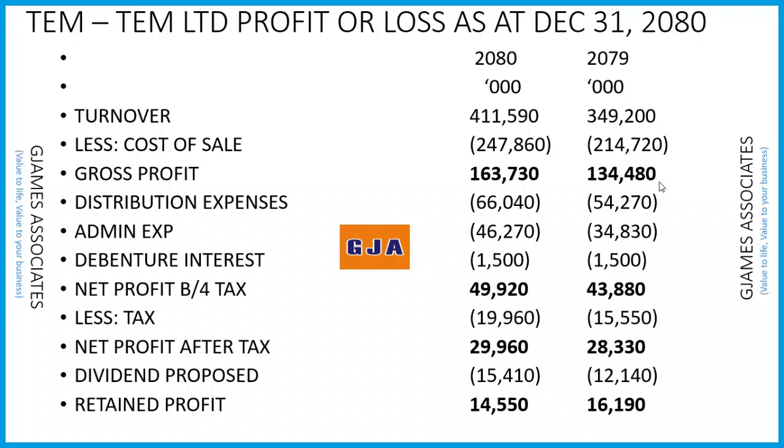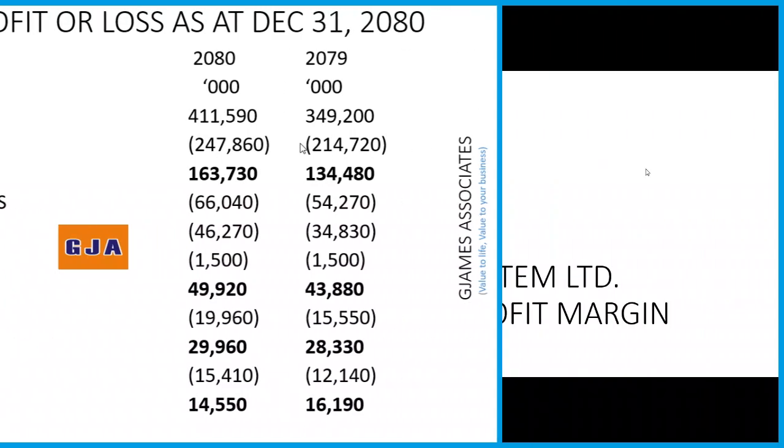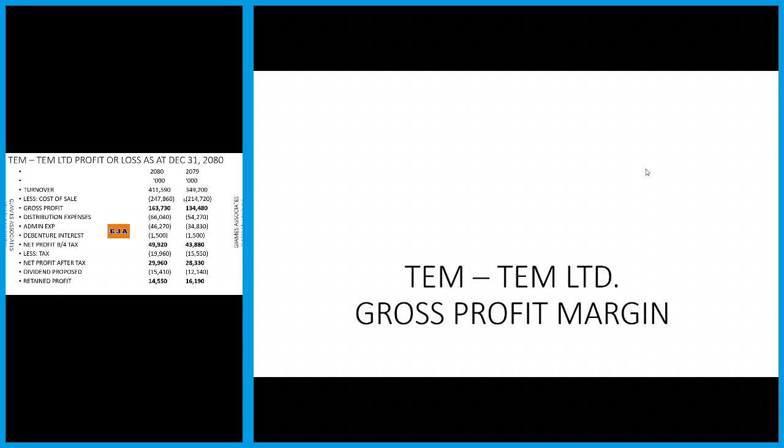200. And for year 2080, it will be 163 over 411, 590. So let's calculate for 2080. Year 2080. Calculation for year 2080 now.